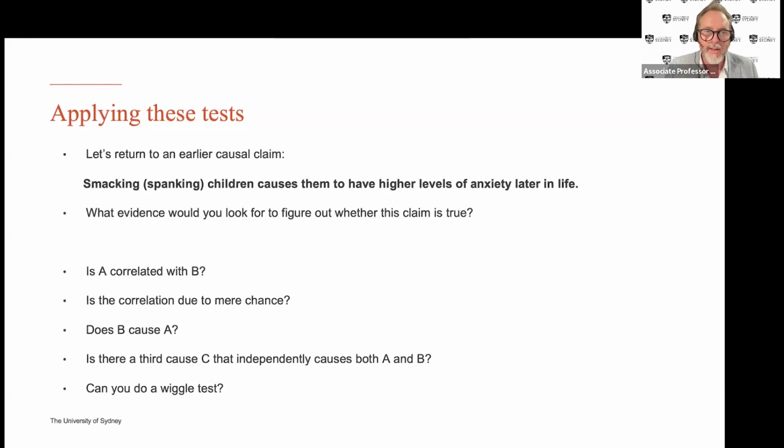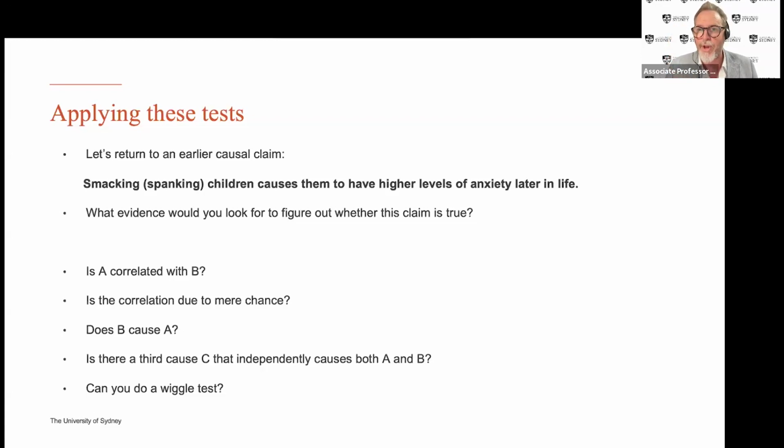Step 2, could that correlation be due to mere chance? Well, not if we'd made lots of repeated observations. Could it be B causing A? In this case, no, because the anxiety levels later in life cannot retroactively have caused you to be smacked when you're a child. But here's a really interesting alternative explanation that we would need to think through.